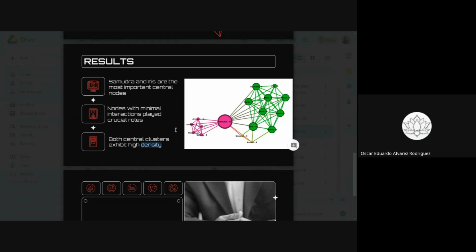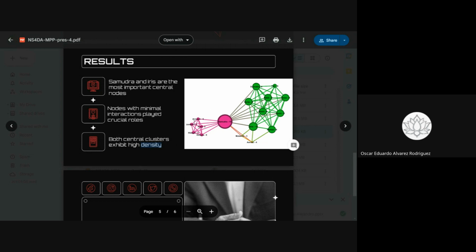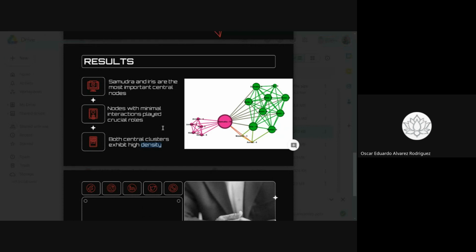On the left is one cluster, and the right is another cluster. Yes, there is a difference by color.